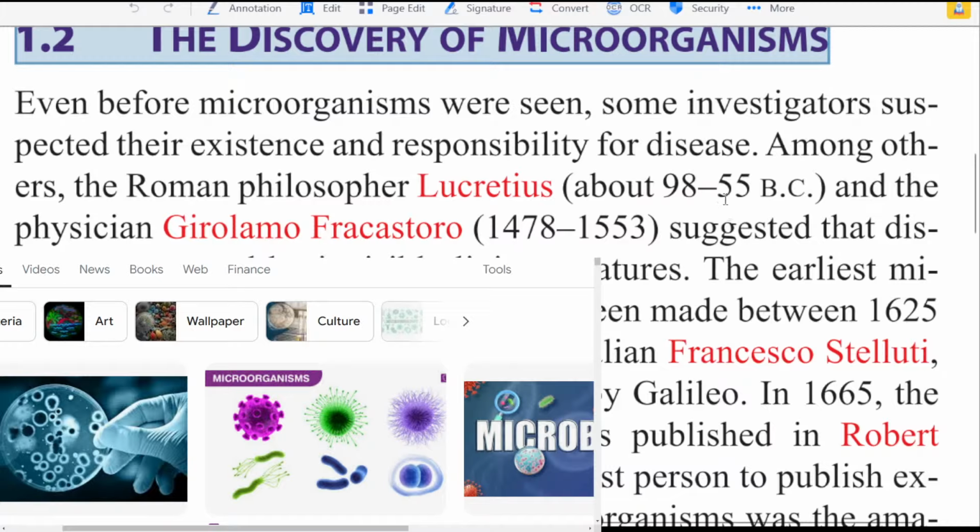About 98 to 55 BC, and the physician Girolamo Fracastoro. So these two scientists, Lucretius and Girolamo Fracastoro, 98 BC to 1553, I think this is maybe their life age, the one that they lived. Is it their life age or the history age? I think it's their life. They suggested that the diseases were caused by invisible living creatures. Okay, so they were this close. They already knew that they were living creatures, but they were just invisible.